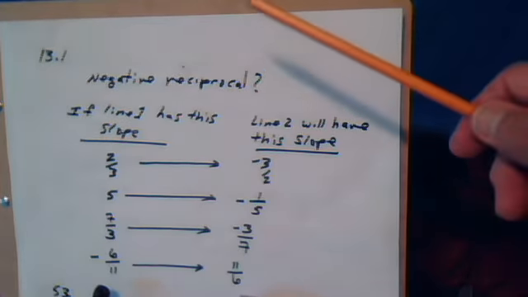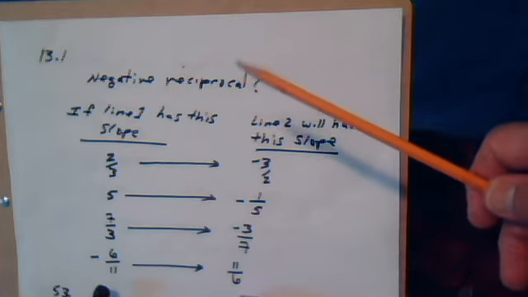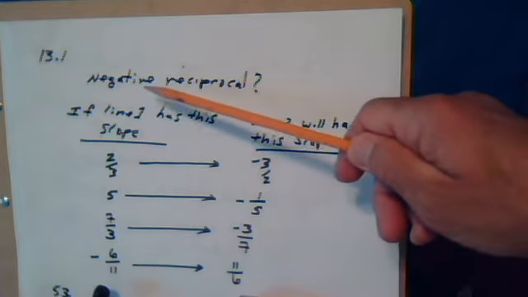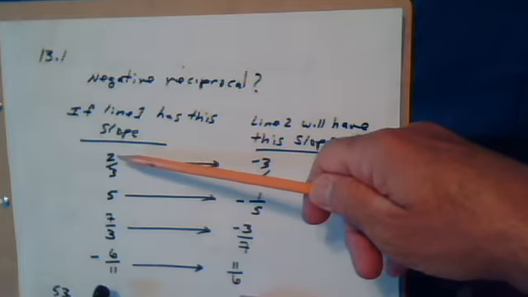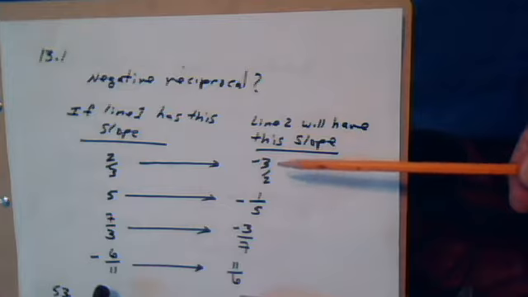So what is it about a negative reciprocal? Because we're talking about the slopes of perpendicular lines and we're saying they're negative reciprocals of each other. What does that mean? Well, suppose line 1 had a slope of 2/3. Then line 2 would have a slope of -3/2.